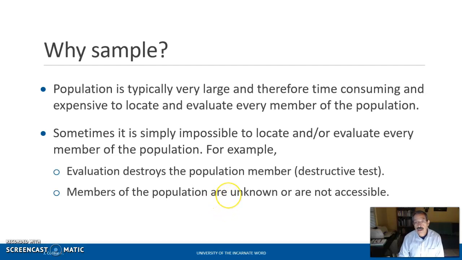Or many times, members of the population are not known or are not accessible. You may think of the illegal immigrants in the U.S. that we want to count with the census. Well, we really don't know where they are. And even if we know who they are, they may not be accessible because they don't want to participate. So sampling tends to be a very good solution to not being able to evaluate every member in the population.